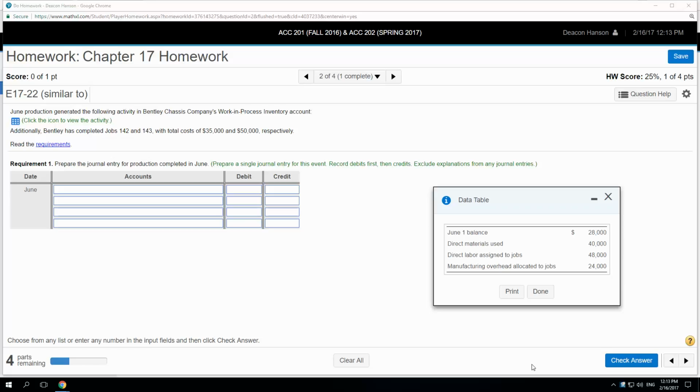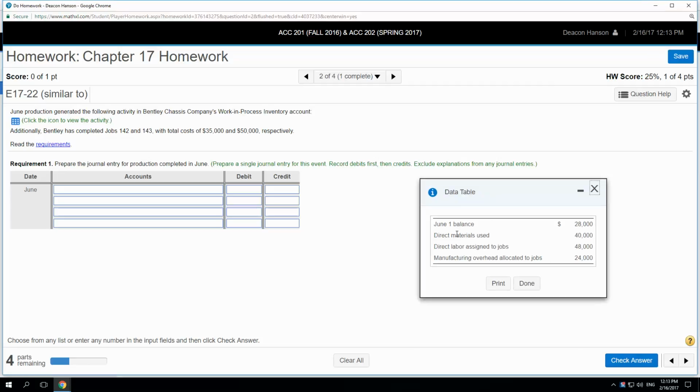Okay, let's see. June production generated the following activity in Bentley Chassis Company's work in process inventory account. Okay, so they give us this activity. June 1 balance was 28,000. Then they used 40,000 in direct materials. They used 48,000 in direct labor, and then there's 24,000 in overhead allocated.